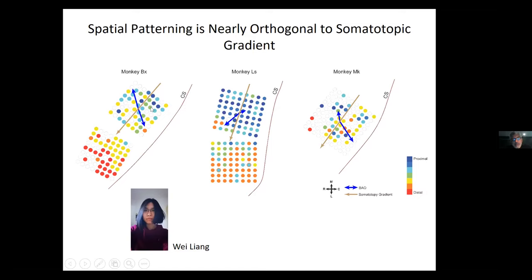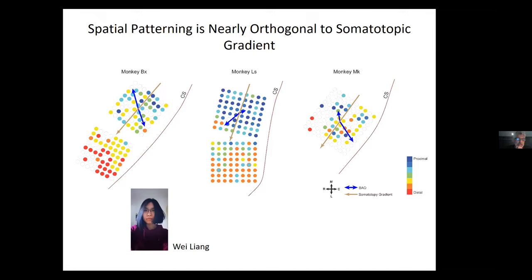And you can see, it's most clear here with monkey LS, sites over here elicit movements of the proximal arm, that is the shoulder and the elbow, shown in blue, whereas this array evokes movements of the distal wrist and fingers. So you can actually fit this somatotopic organization with a plane, just with regression. And the brown arrow indicates the direction of the somatotopic gradient from proximal to distal. What you see in all three cases is that the BAO axis, shown in the double blue arrows, is not congruent with the somatotopic gradient. In fact, it may be nearly orthogonal to the natural somatotopic gradient.